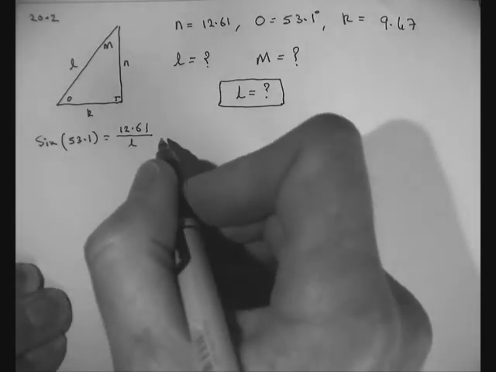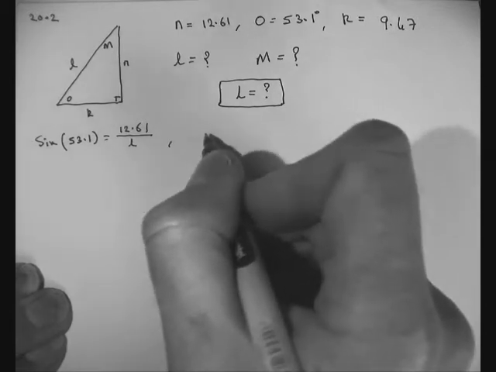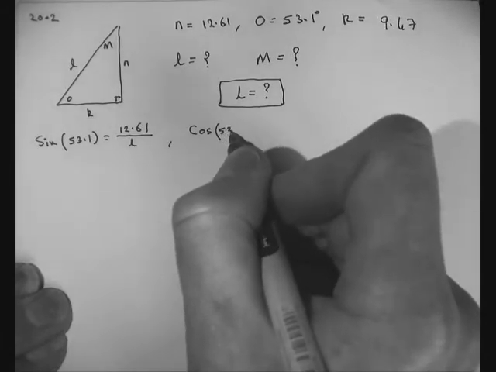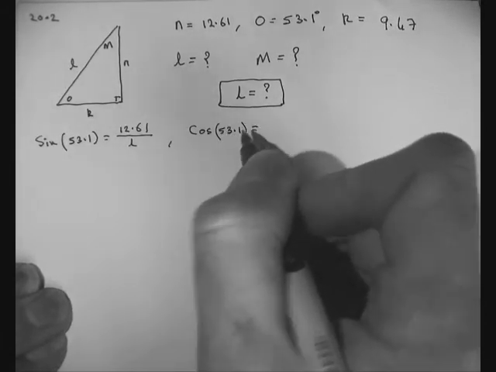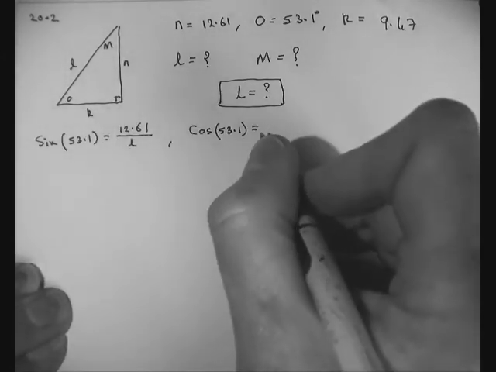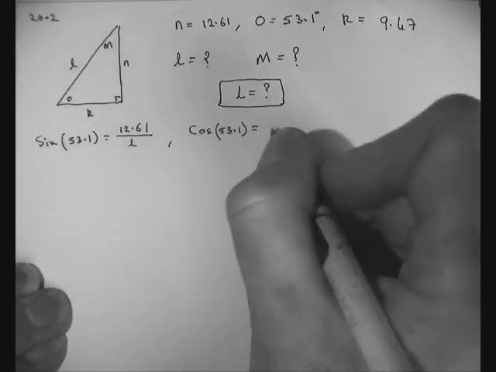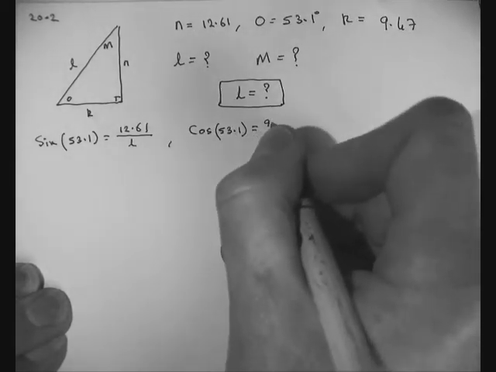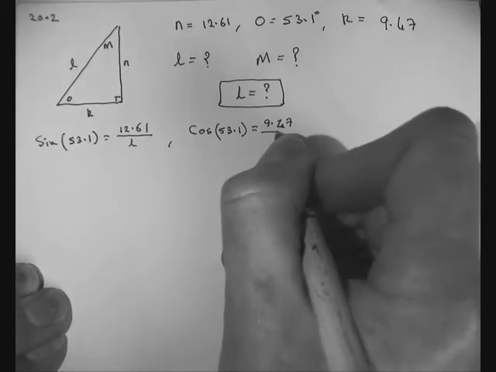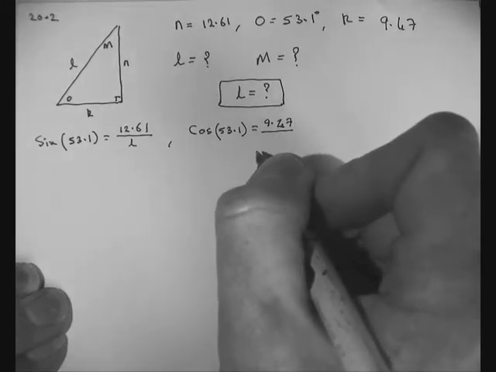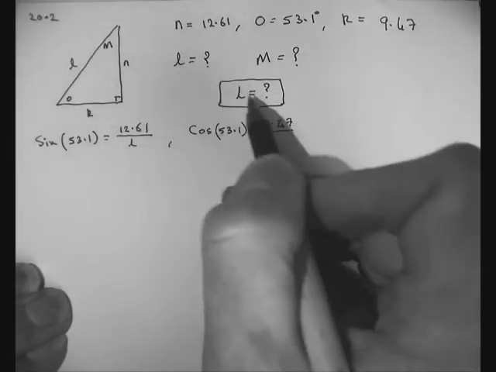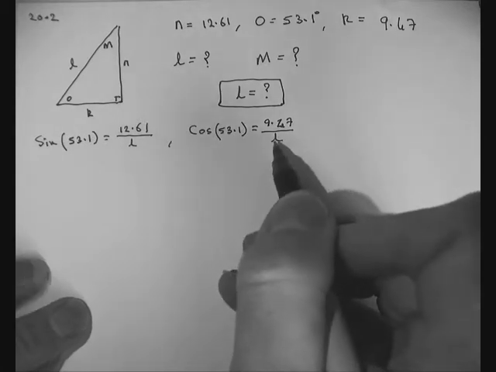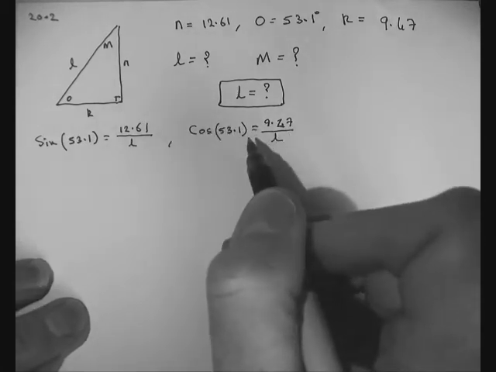But let's see, is there any other way of doing it? We could try cos. So the cos of the angle O, which is 53.1, equals the adjacent, which is side K, we know that from earlier on, is 9.47, divided by the hypotenuse, which is L. We don't know what L is, so we have that here. This looks promising. It is an equation in one unknown, and we can solve that for L.